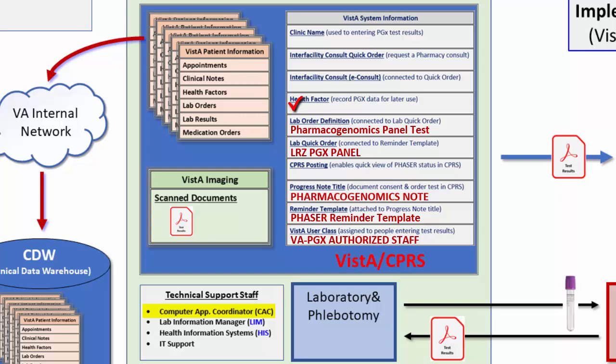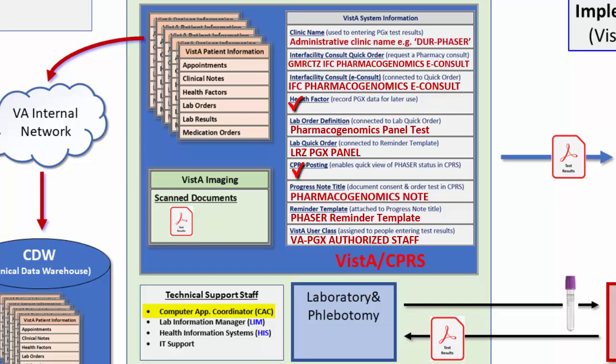Next, the CAC places the pharmacogenomics note title in a special document class that causes it to appear in the display of postings. Postings are a type of alert that's built into CPRS. I'll demonstrate how it works in a moment. Moving on, the interfacility pharmacogenomics consult template and associated quick order are installed, and the IFC is added to the appropriate consult menu in CPRS.